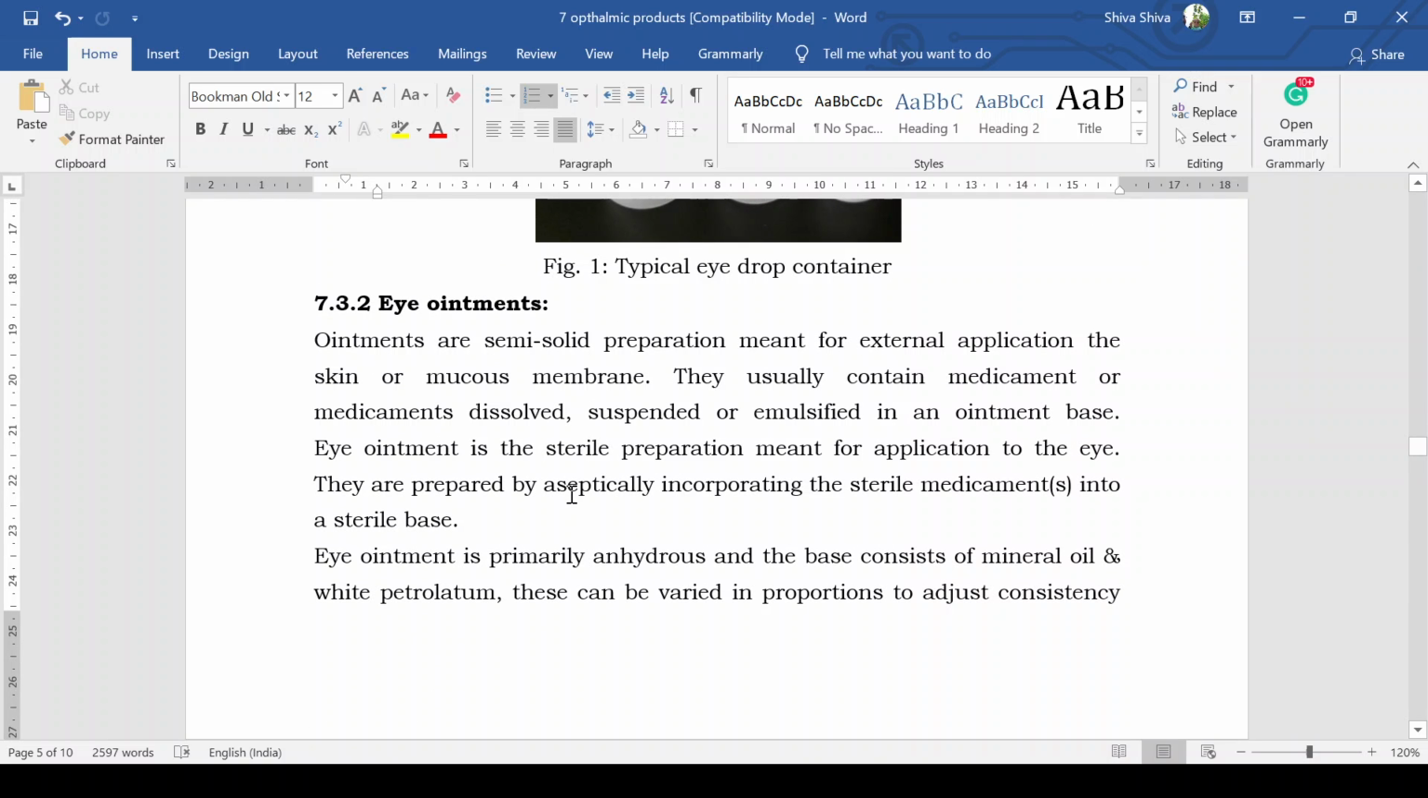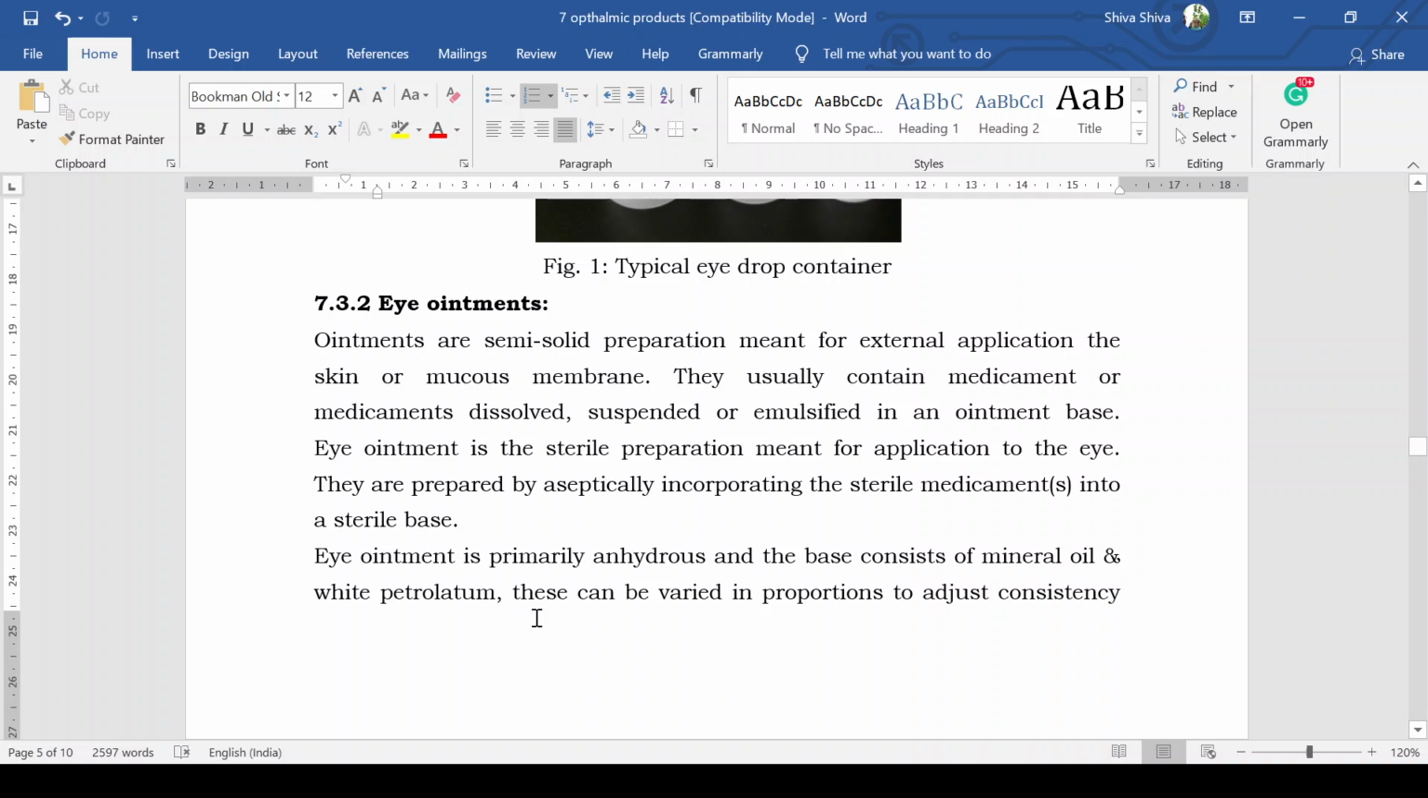Then eye ointments. Ointments are semi-solid preparations meant for external application to the skin or mucous membrane. They generally contain medicament or medicaments dissolved, suspended or emulsified in an ointment base. Eye ointment is a sterile preparation meant for application to the eye. They are prepared aseptically, incorporating the sterile medicament into a sterile base. So basically, eye ointments are prepared by incorporating an API, that is the active pharmaceutical ingredient, into the sterile ointment base. Eye ointment is primarily anhydrous and the base consists of mineral oil and white petroleum.